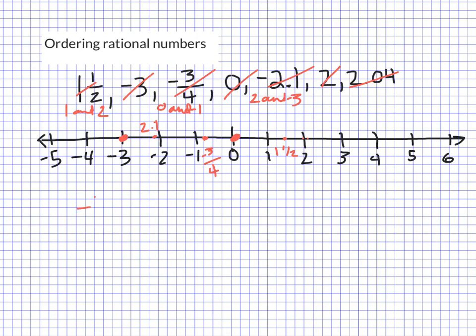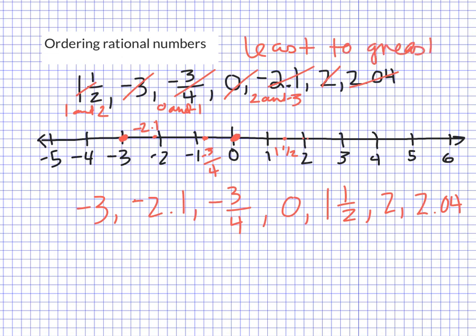Now let's put our numbers in order. First we had negative 3, then negative 2.1, then negative 3/4, then 0, 1 1/2, 2, and 2.04, 2 4/100. Suppose I never said what order to do this in, but we want it from least to greatest. Sometimes I'll ask you to do it the other way around, but usually we like least to greatest.